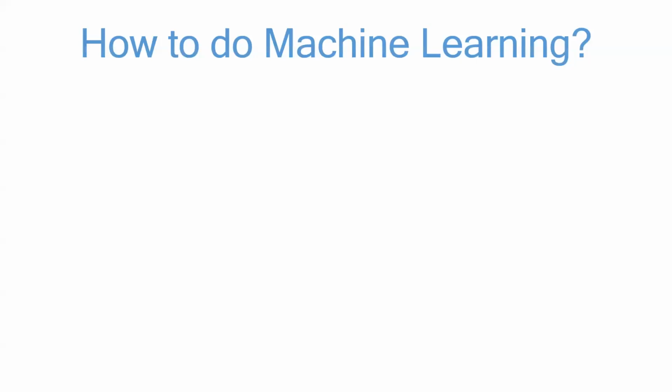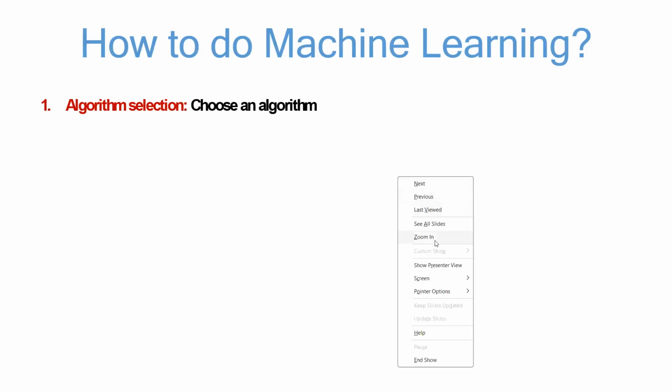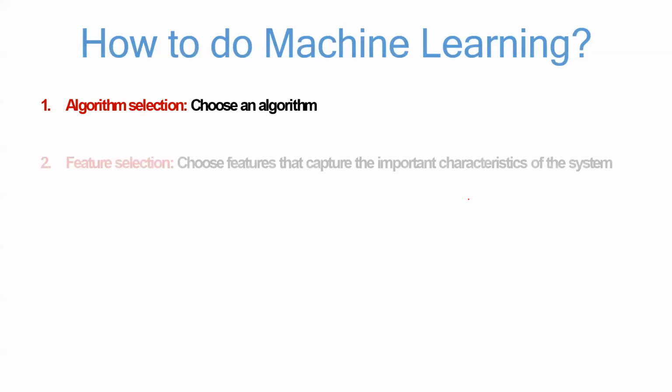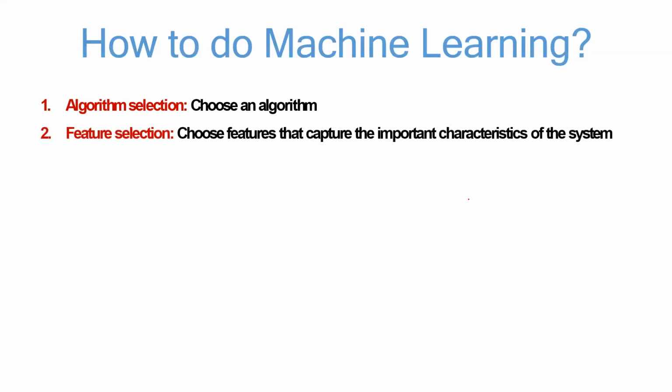To do machine learning, we have 6 steps. The first one is we have to select the algorithm, choose an algorithm. This is our first step. Then our next step is to select the features, feature selection. That is, we choose features which will capture the most important characteristics of the system. Important characteristics are selected, and those characteristics only we term as features. So this is our second step where we select the features.